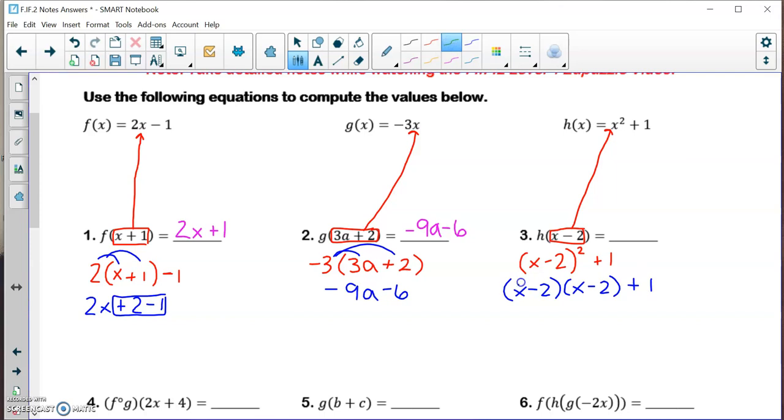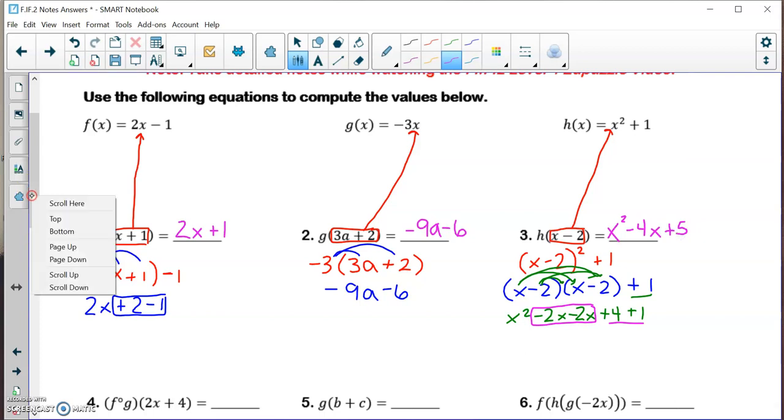So FOILing this out, first terms, an x times an x is an x squared. Outer terms, an x times a minus 2 is a minus 2x. Inner terms, a negative 2 times an x is another minus 2x. And last terms, a negative 2 times a negative 2 is a plus 4. And then don't forget we have this plus 1 on the outside. So now we're going to combine like terms. So I have an x squared minus a 4x and then plus a 5. And that's it. I can't combine anything after that.